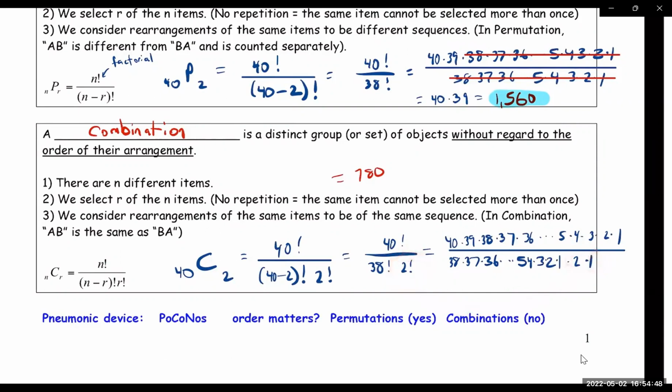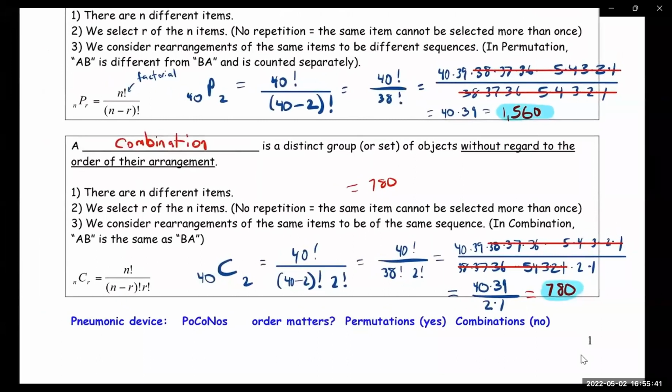All right, and let's do the same thing we did above, which is cancel out the same 38 all the way to 1. But don't forget, you still have the 2 and the 1 in the bottom. So now you do 40 times 39 divided by 2 times 1. If you do that on your calculator, 2 times 1 is just 2. So 40 times 39 divided by 2 is 780. All right.